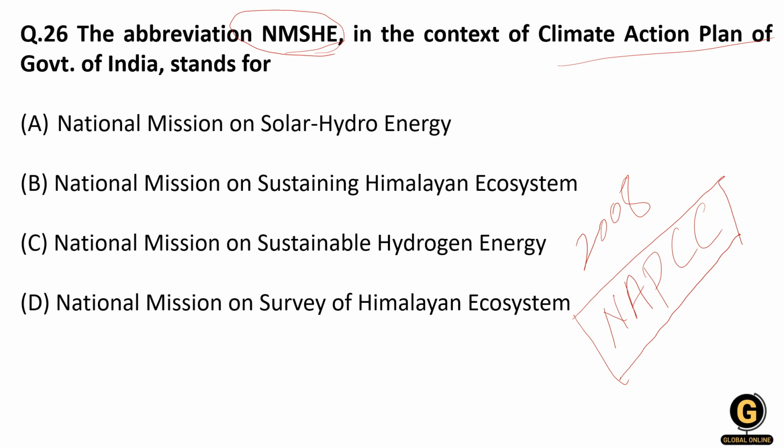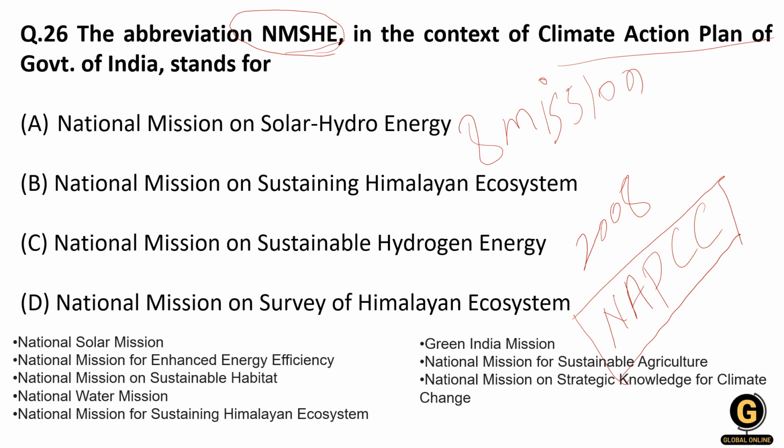How many missions? There were 8 missions under this plan, under NAPCC, the National Action Plan for Climate Change. So what were they? The National Solar Mission, most of the time there will be a question on this, then the National Mission for Energy Efficiency, the National Mission on Sustainable Habitat, and the National Water Mission. Then our answer is here.